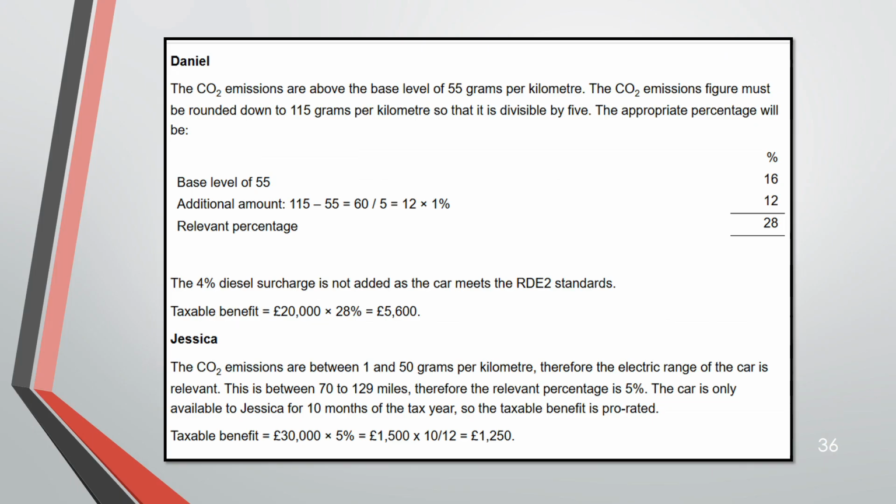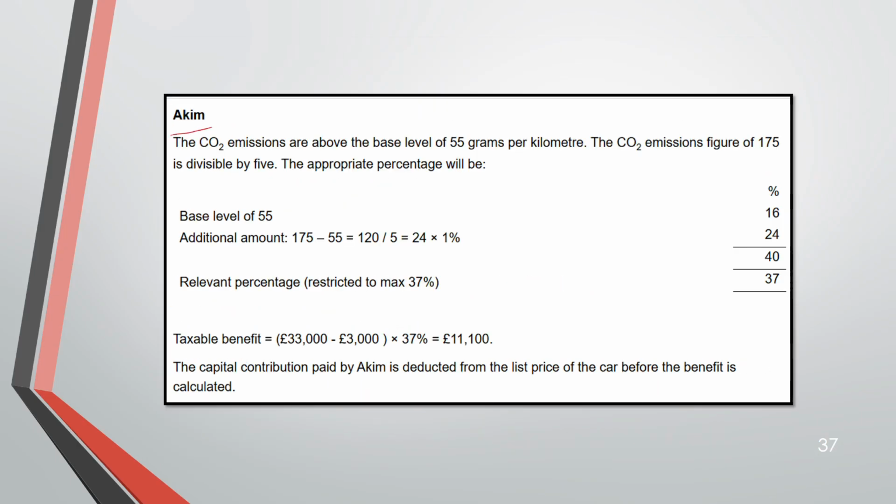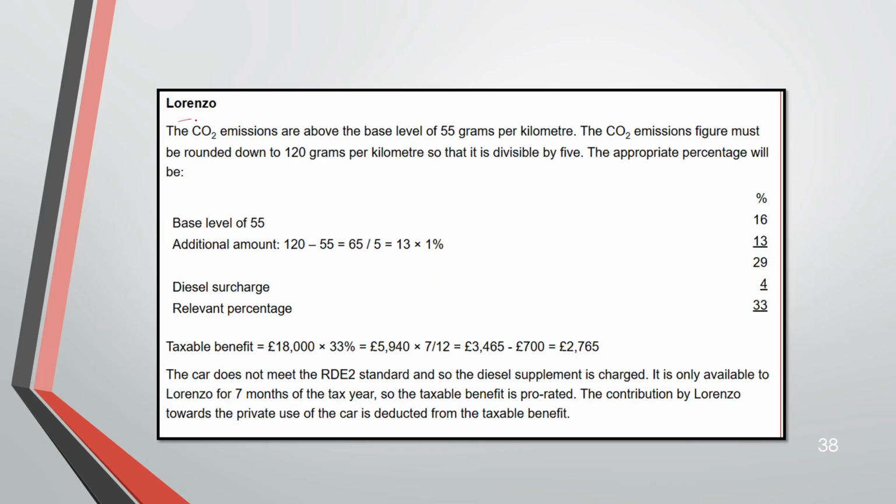So these are the answers that we have just done. For Daniel, we have got 5,600 as taxable benefit. For Jessica is 1,250. For Akim, it is 11,100. And for Lorenzo, we have 2,765.